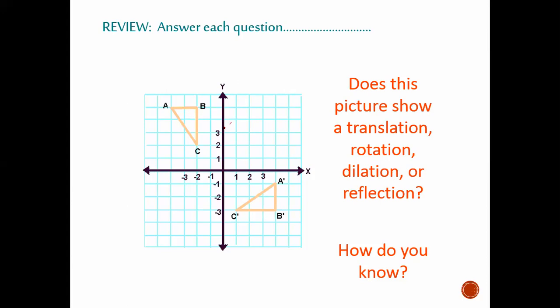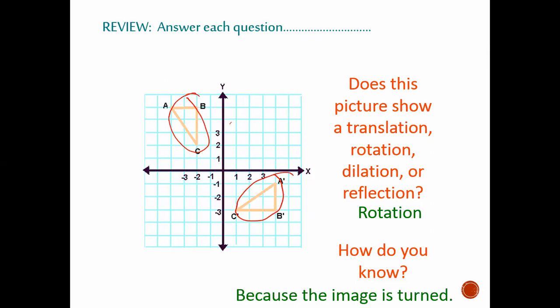You're given an object which is labeled ABC, and the image is given here, which is A dash, B dash, and C dash. So what kind of transformation did this object undergo in order to form the image? The answer is rotation. How do you know? Because the image is turned. As you can see here, the image has been rotated, so it undergoes rotation. It doesn't get reflected. It doesn't move into a specific direction. So it went through rotation.